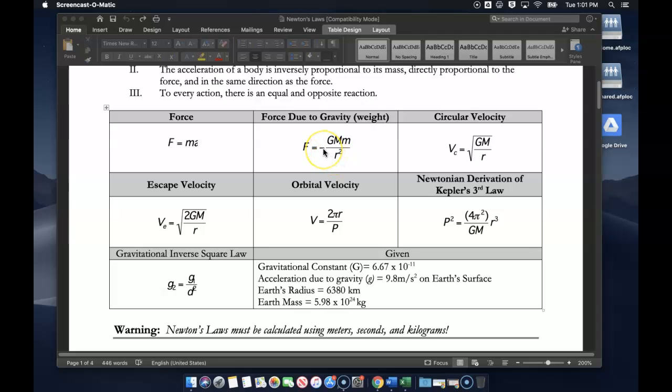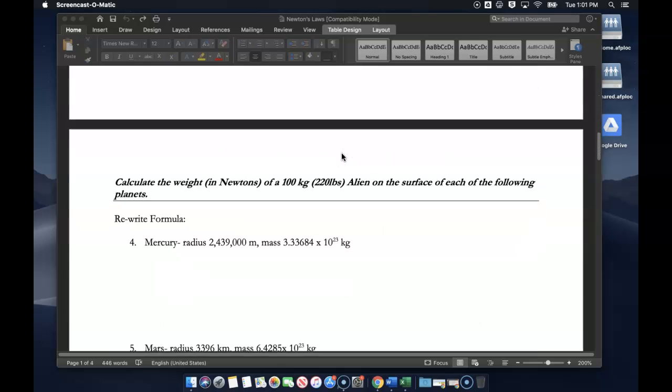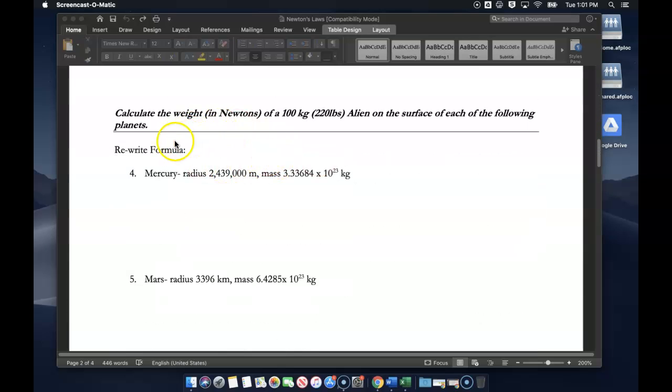Notice the value here is negative, which indicates that the force that we're going to be providing is moving down. That's what the negative value means, down. Don't forget the negative sign. So you'll take 6.67 times the mass of the planet times 100 divided by the radius that's provided of the planet squared. That is going to be the equation we are using right here.